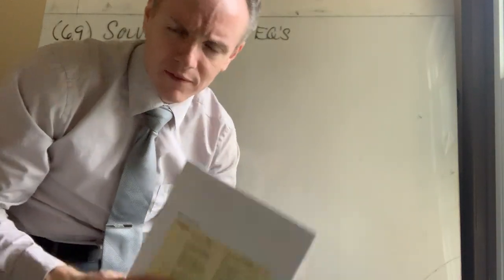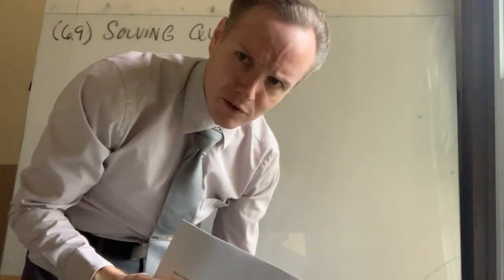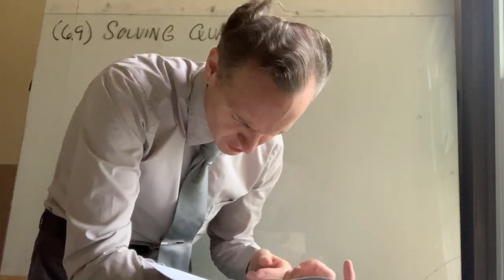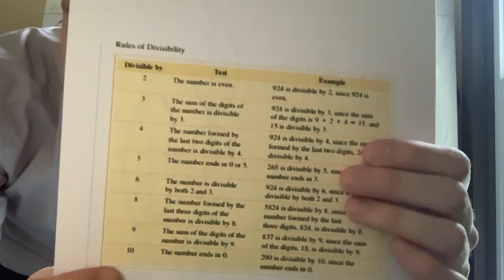The rule for 4 is a little bit more complicated, I feel, and so is 8 and 9. But 9 is similar to 3, and 4 and 8, I'm going to say, are similar. Yeah, the last 3 digits. All right, anyhow, those are the ones I rely on the most: 2, 3, 6, 5, and 10.